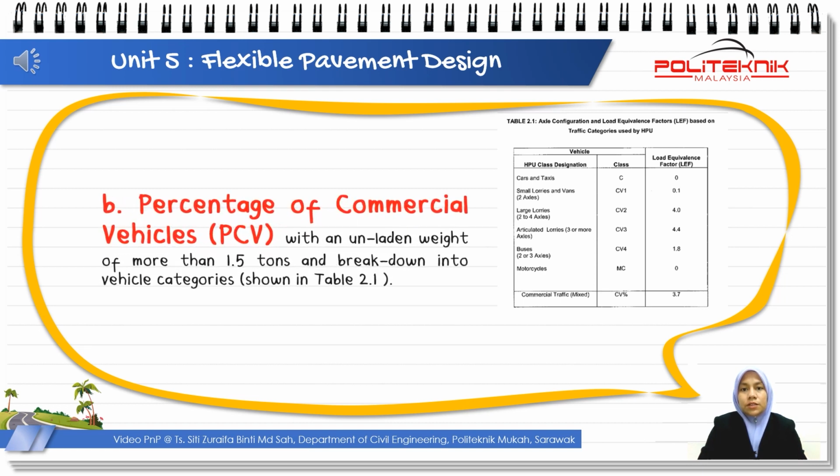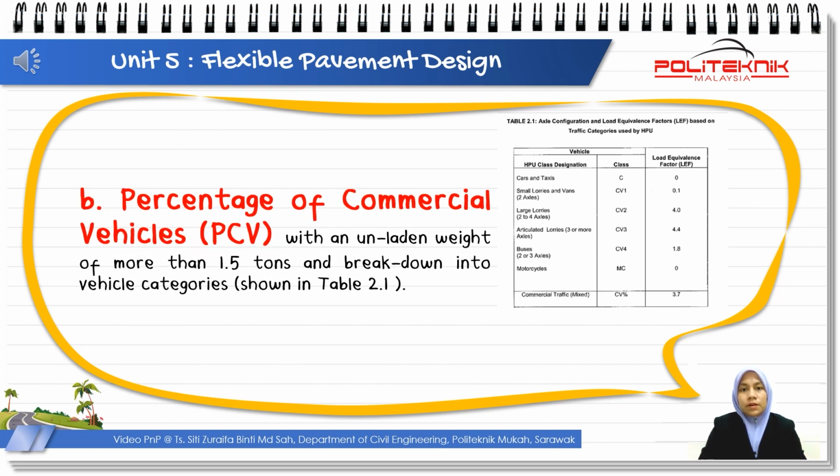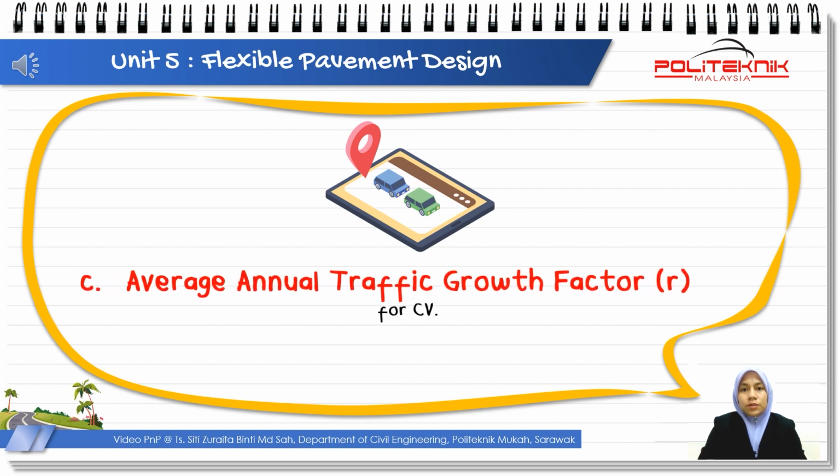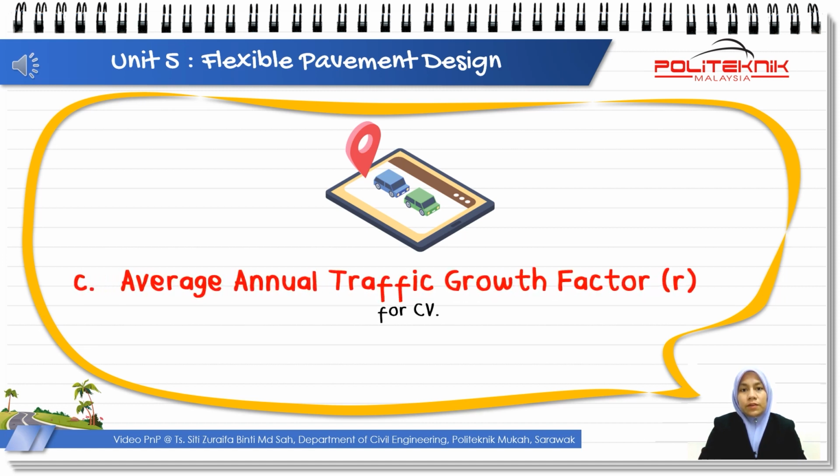Percentage of commercial vehicle PCV with an unladen weight of more than 1.5 tons and breakdown into vehicle category shown in table 2.1. Average annual traffic growth factor R for CV.